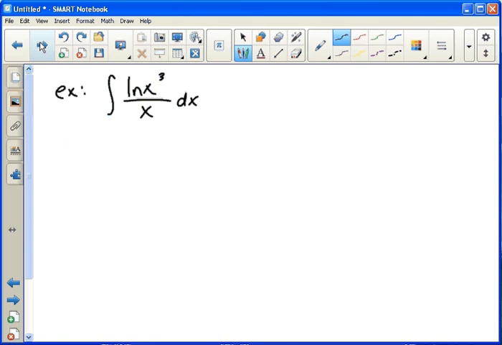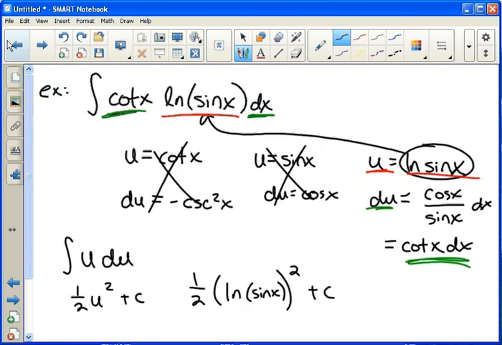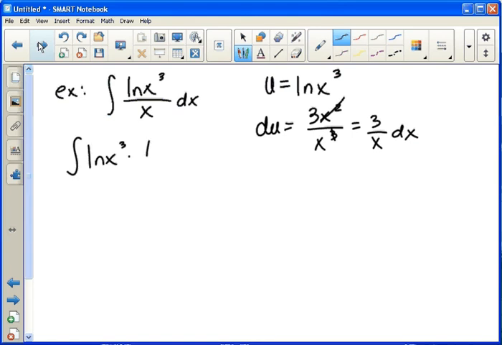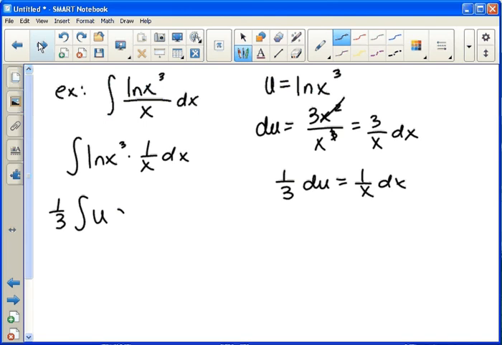So natural log of x cubed, we get the derivative of the inside over the inside. Okay, well, we can cancel out 2 of the x's, which just gives us 3 over x dx. Okay, well, if you come over here and rewrite this, you don't have to rewrite it, but this may make it easier to see what's going on. We don't have 3 over x, but we do have 1 over x. So we can fix it by just dividing both sides by 3. That gives us 1/3 times the integral of u du. Again, it's just a basic add 1 to the exponent, divide by that number. So we get 1/6 times natural log of x cubed squared.